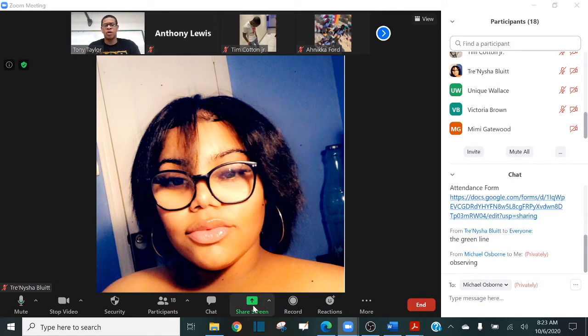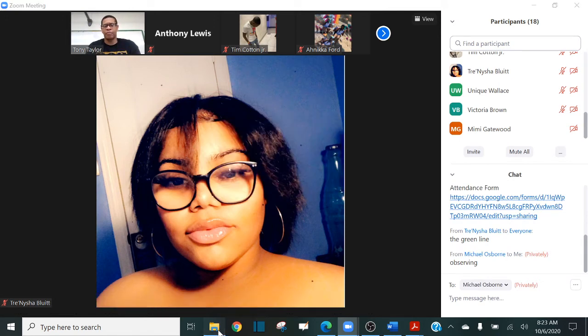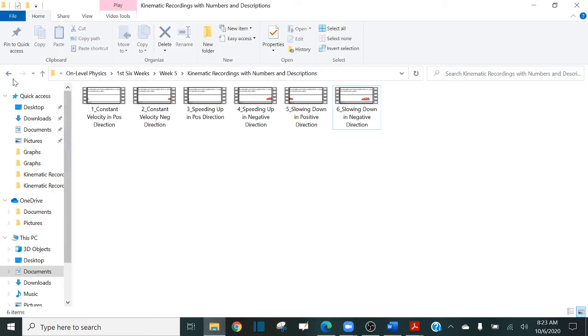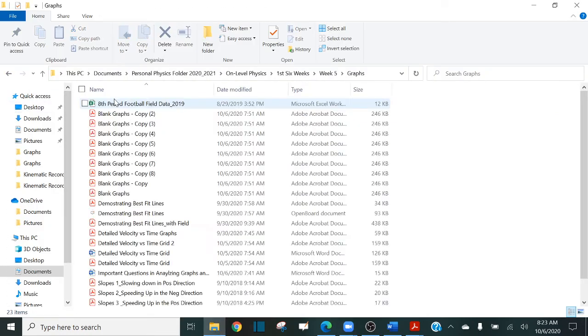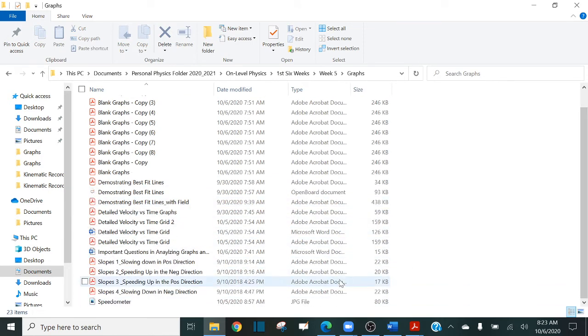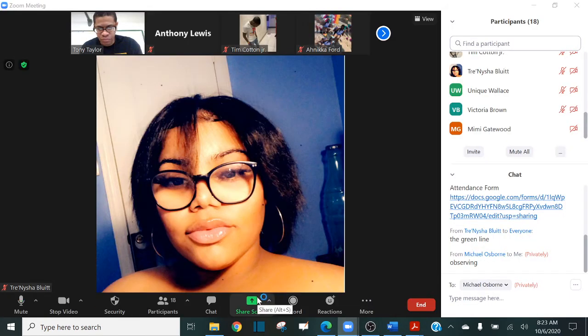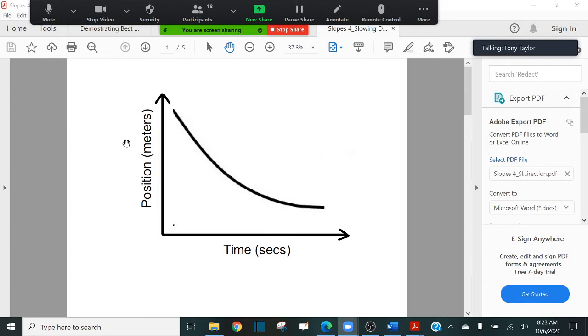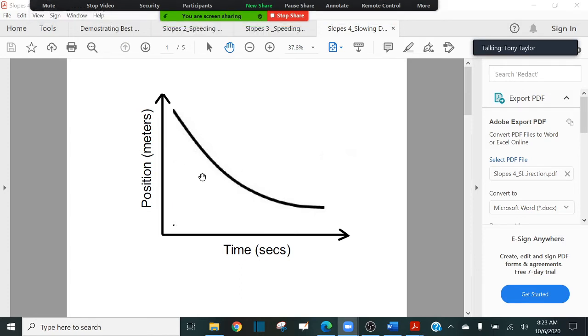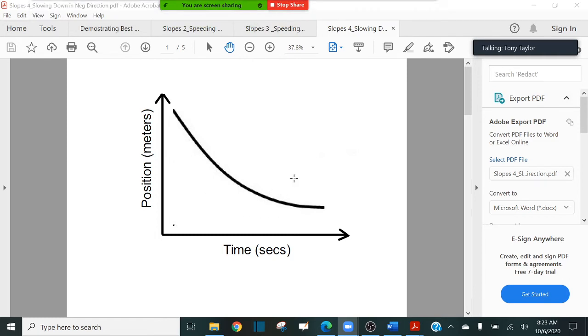On a position versus time graph, this should look like this. That is the situation that we just watched. So, guys, anytime you see this on the test, how do you know this represents an object that is slowing down while moving in the negative direction?